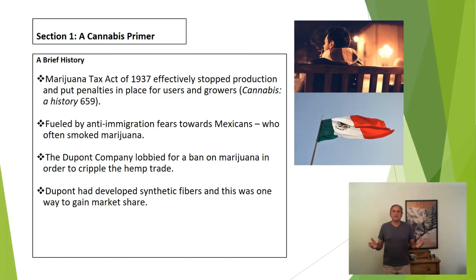Recreational and medical cannabis and hemp were dealt a near-death blow when the Marijuana Tax Act of 1937 effectively stopped production and put penalties in place for users and growers.